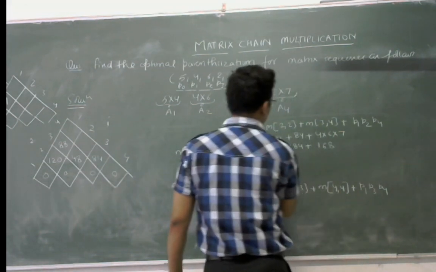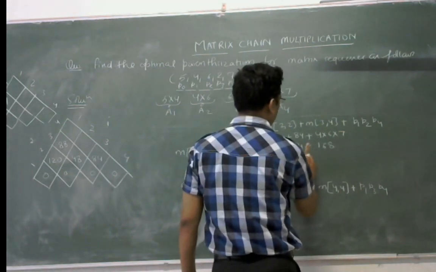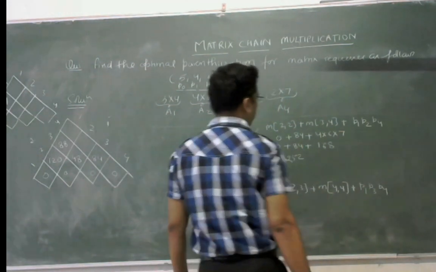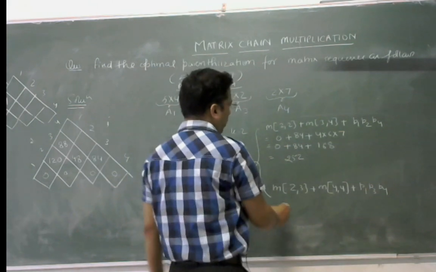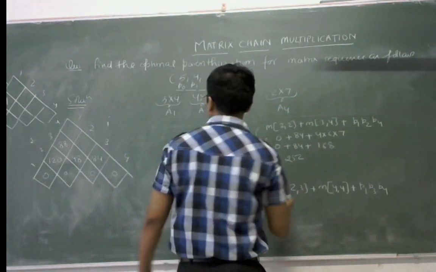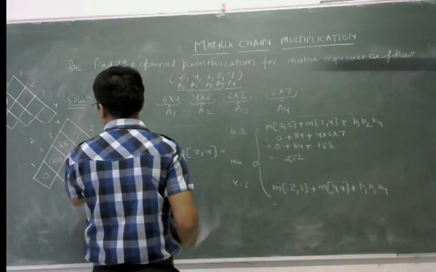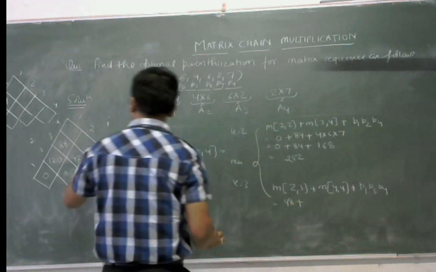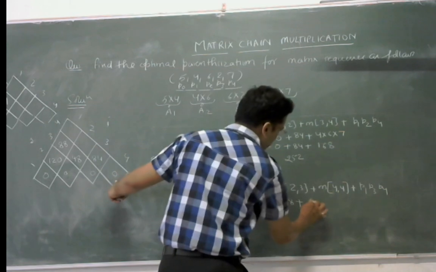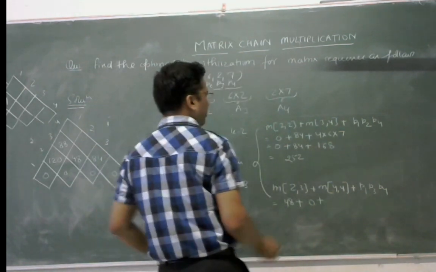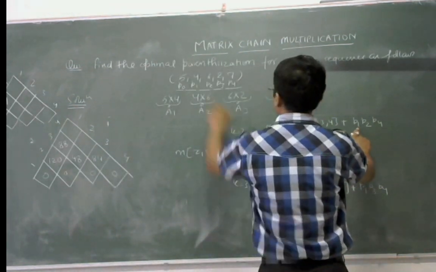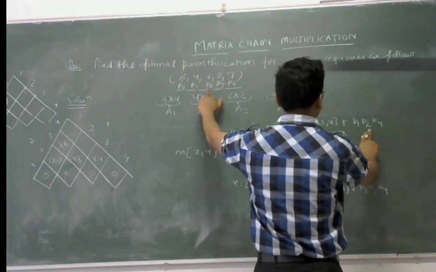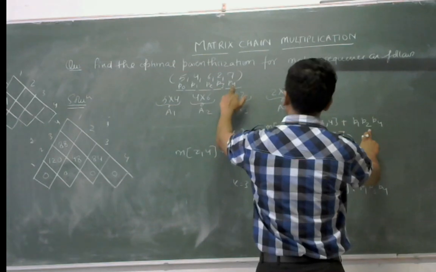168, so that equals 252. This equals 252, and for M23, M23 is equal to 48 plus M44, which is 0, plus, once again I am checking here, P1 is equal to 4, P2 is equal to 6, P4 is equal to 7.